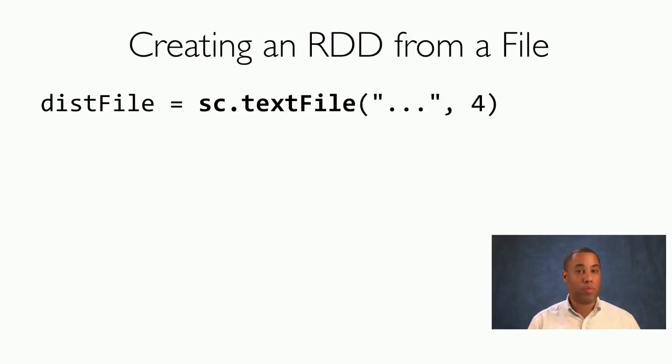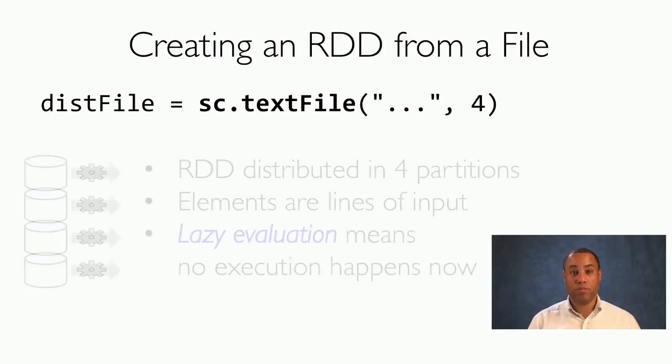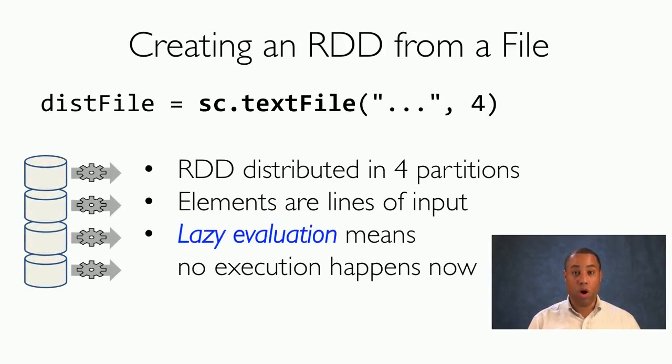Now, what actually happens when we do something like sc.textFile? Well, we tell Spark that we want to create an RDD that's distributed in 4 partitions. Each element of that RDD is going to be a line from the input file. And again, lazy evaluation means that no execution happens right now. All that happens is Spark records how to create the RDD from that text file.